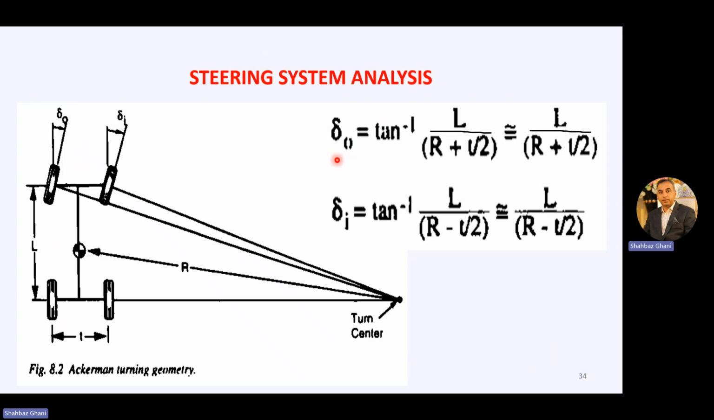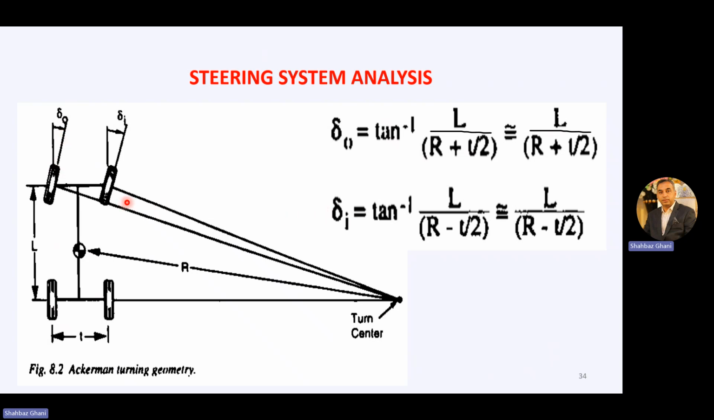So if we want to find out the outer angle, how much your wheel has turned, delta outer is equal to tan inverse of the wheelbase divided by the turn radius plus track width divided by 2, which is approximately equal to the wheelbase divided by the turn radius plus track width divided by 2. So this is how we get the outer angle of your wheel, which is how much your outer wheel has turned.